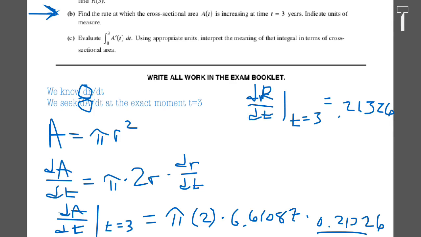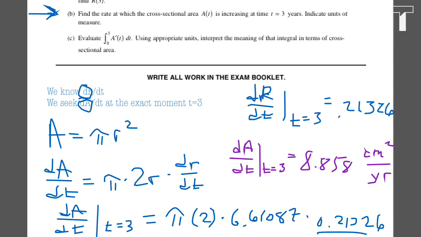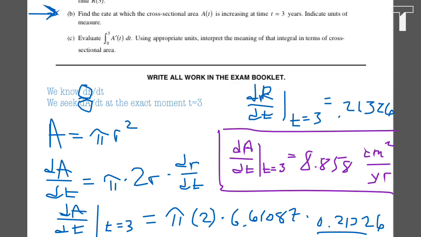Now I'm just going to evaluate this expression. Again, this is the calculator section. Feel free to use your calculator. So I did that multiplying on my calculator, and I get this final answer. The rate of change of the area of the cross-section of the tree trunk when time is 3 years is 8.858 centimeters squared per year. So just double check the units there. This is an expression for dA/dt. A is area, so it should have length units squared. Time is measured in years, so that's how I get my units, centimeters squared per year.